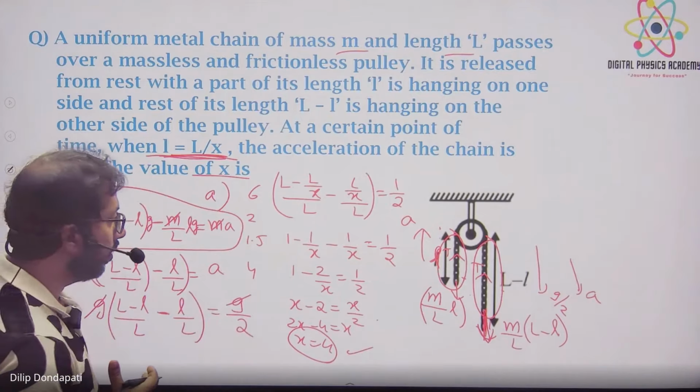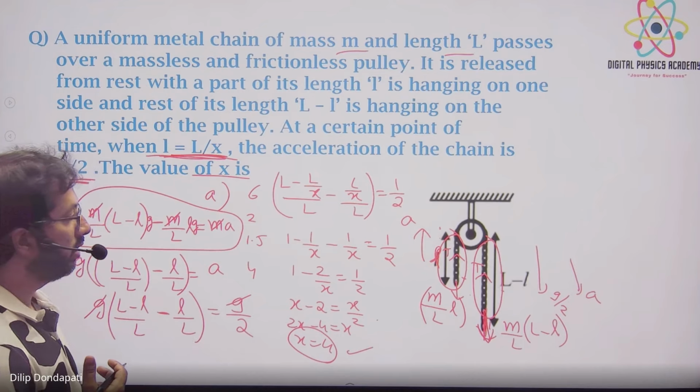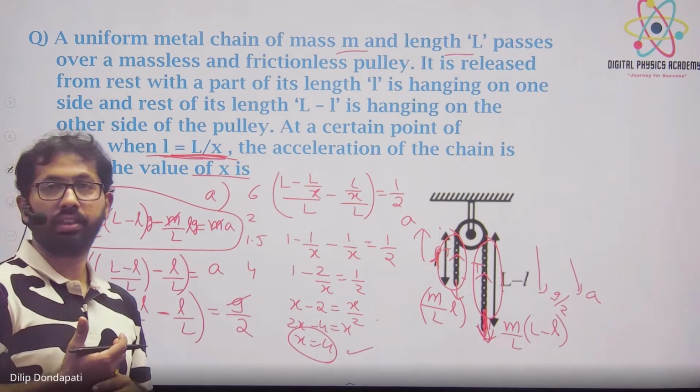Sir, I did different method, sir. Which method you followed? Sir, I took the mass of small l as m by x and the mass of L minus l as m minus m by x. M by x means what is x? So they asked to find value of x. So then I can use a is equal to m2 minus m1 by m1 plus m2 into g.